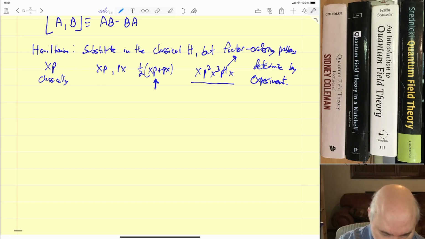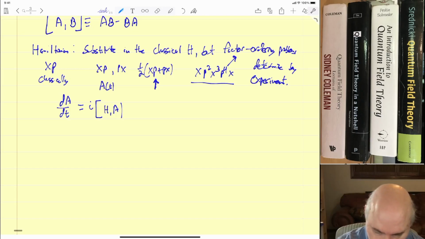So the equations of motion in quantum mechanics, in the Heisenberg picture, I'm not going to derive this again, but I think most of you have seen this. If A is a time-dependent operator in the Heisenberg picture, the time dependence is given by the commutation with the Hamiltonian. Then if it has explicit time dependence, there's also another term.